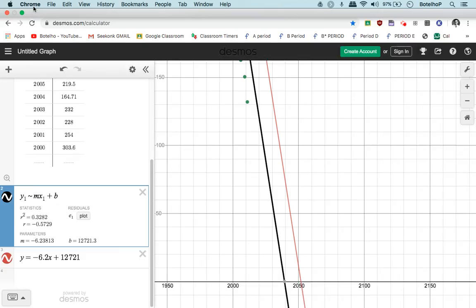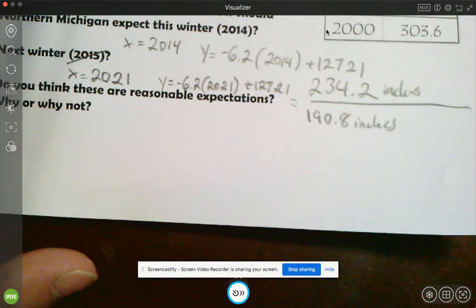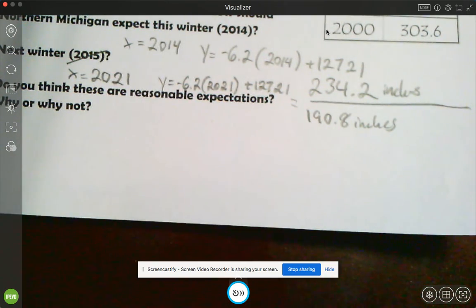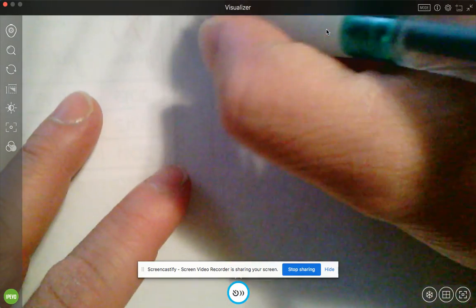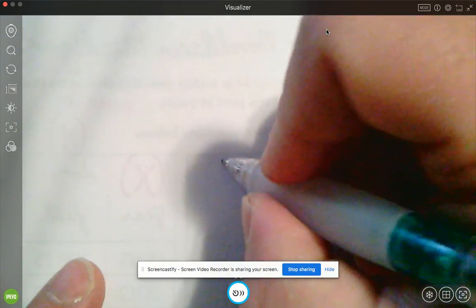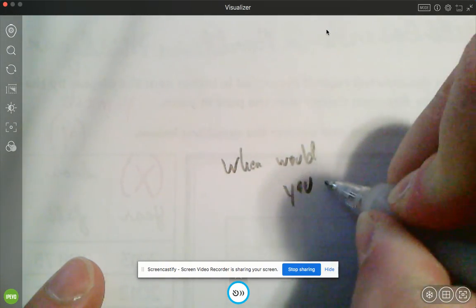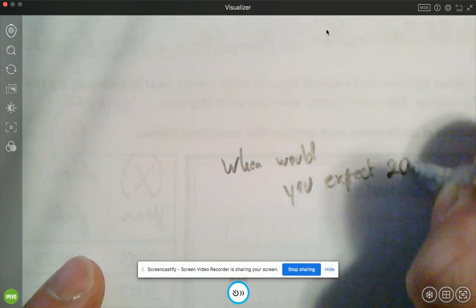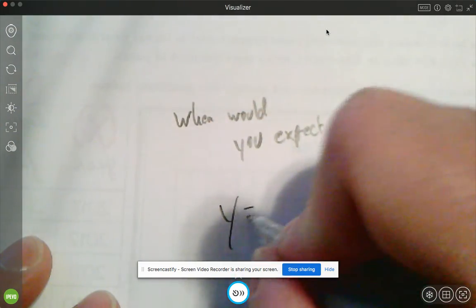The other thing I wanted to do for making a prediction was, what if someone gave you the amount of snowfall? For example, what if I wanted to know what year I would get 200 inches of snowfall? I'm just going to turn this over to the back. The question I'm going to pose to you is, when would you expect 200 inches?